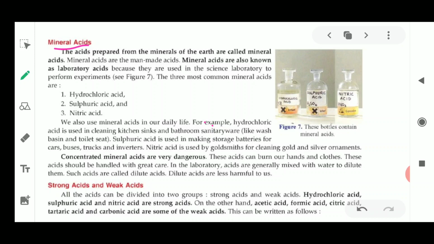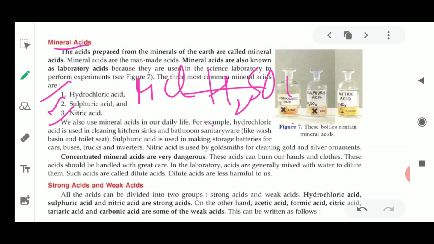Fine. So these are artificial acids, or they are obtained from the minerals, because they are used in the science laboratories to perform experiments. There are 3 most common mineral acids. Please remember the names: hydrochloric acid, sulfuric acid, and nitric acid. Hydrochloric acid has the formula HCl, sulfuric acid is H2SO4, and nitric acid is HNO3. Okay, so these are the 3 acids which are known as the mineral acids.